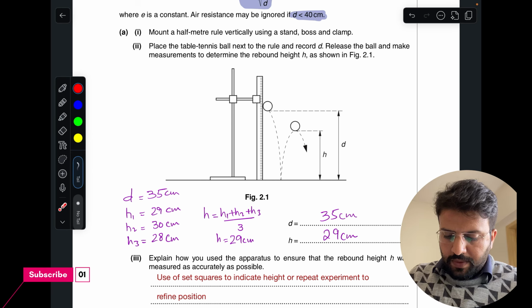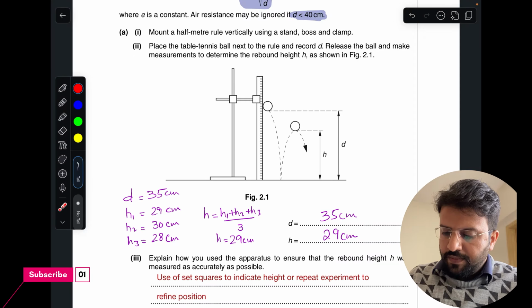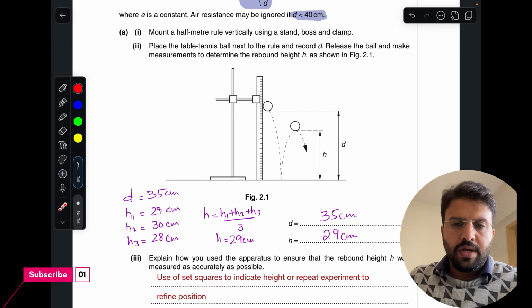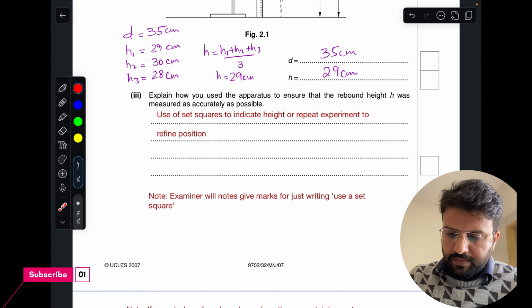So I have repeated this value 3 times. I am getting 29, 30 and 28. You have to take the average of the 3 values: value 1, 2 and 3 divided by the number of values. There are 3 values, so it will give you 29. So D is 35 and H is 29. Okay, so you're done with the question.